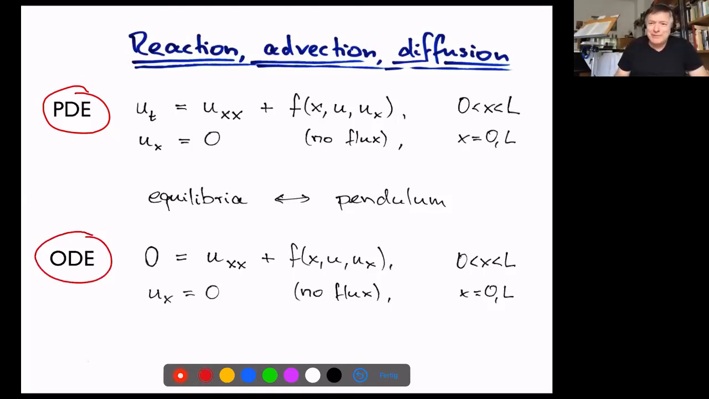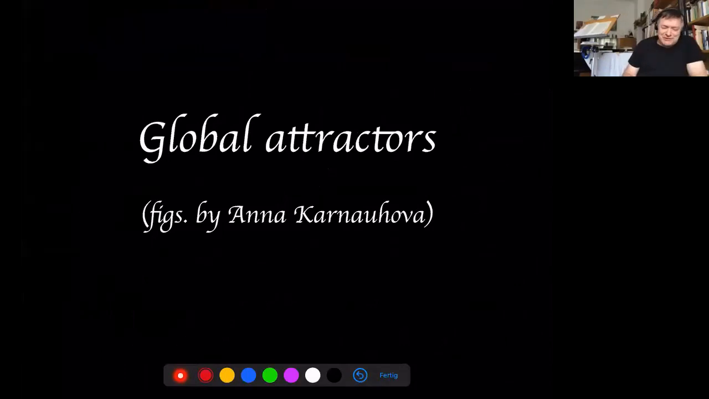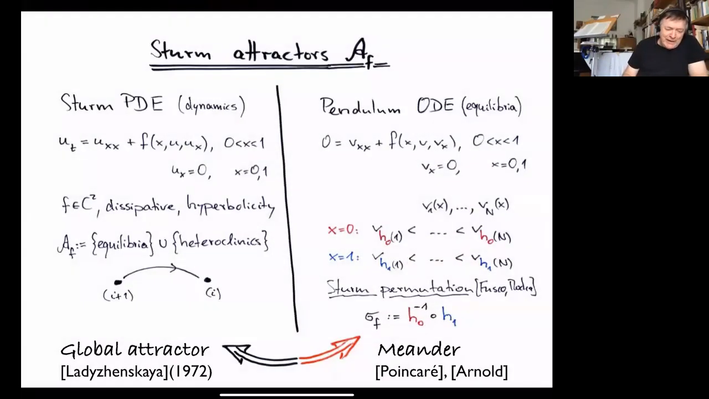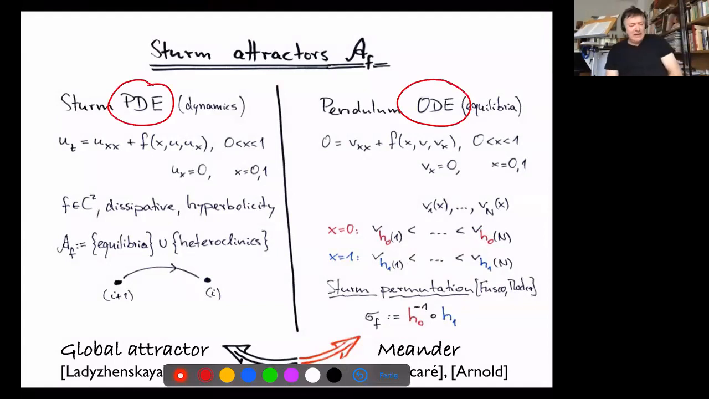Now we have a simpler situation. Our gradient flow exists, and it's a solution of this parabolic equation. So we want to compare parabolic and ordinary differential equations now. So when we compare this, and here the figures are all by Anna Karnauhova, we have on the one side the Sturmian partial differential equations, and on the other side, the pendulum ordinary differential equation. And of course, if we know the partial differential equation has a global attractor, then in particular, we can put ut equals 0. And we know the pendulum ordinary differential equation, and with a little help from our numerical friends, we can figure out what the associated meander is.